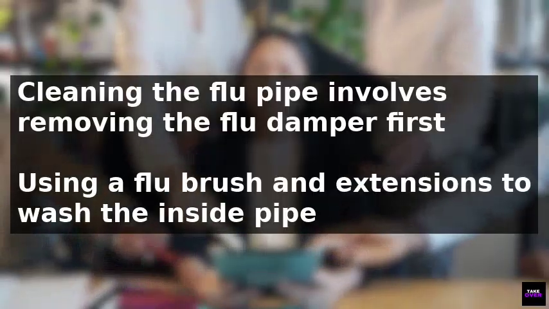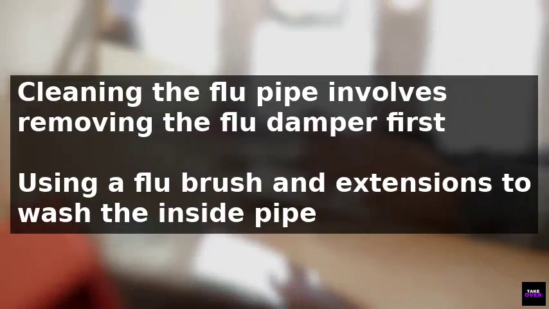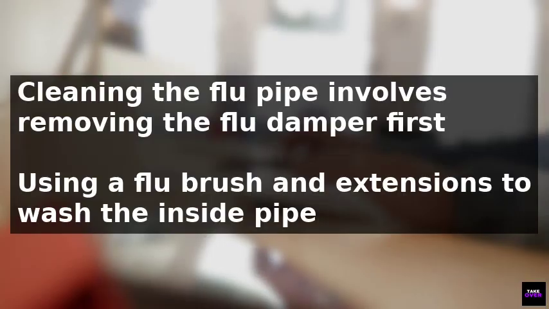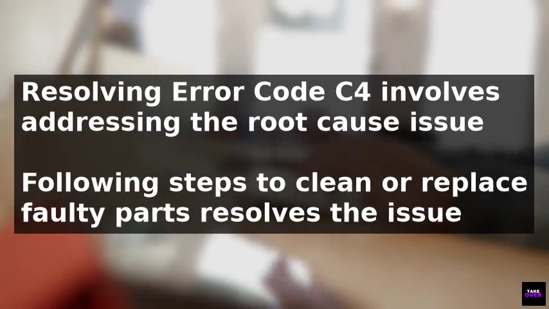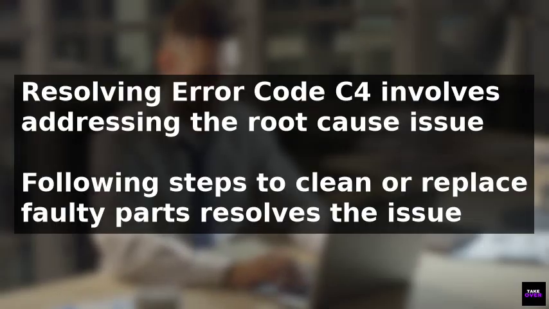To clean the flue pipe, start by switching off the boiler at the power source and inspecting the pipe. Remove the flue damper and use a flashlight to examine the inside of the pipe. Use a flue brush and extensions to wash the inside of the pipe. Then reattach the damper. By following these steps, the error code C4 can be resolved, and the boiler can function properly again.